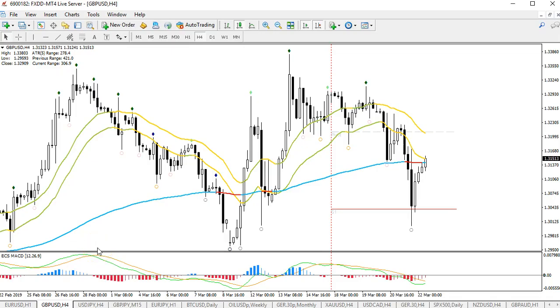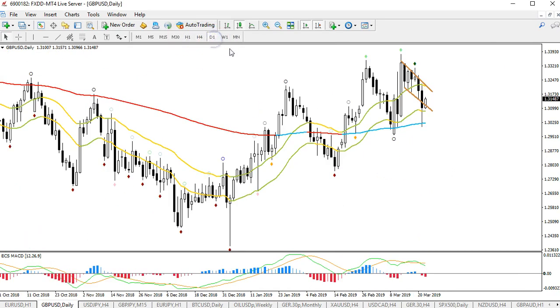All right, so this is the pound dollar 4-hour chart, and price made a break to the downside yesterday below this flag. It was looking like a bull flag, but it got invalidated when price broke below the 144 EMA right here and the trend channel right here, and it made a dash to the downside down to the weekly S1.